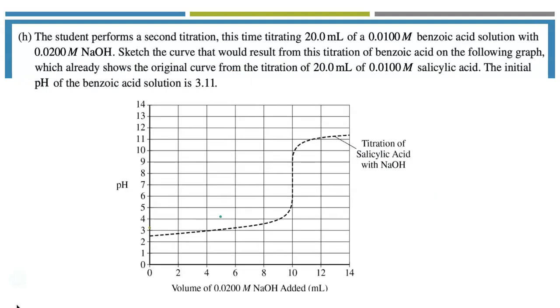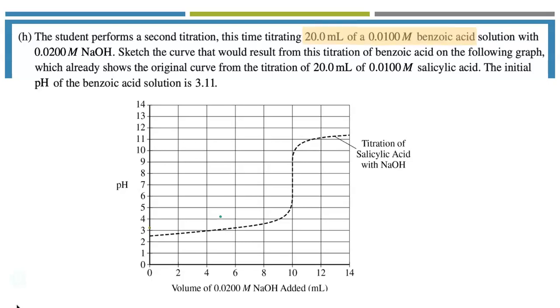The student performs a second titration, this time titrating a benzoic acid solution with the 0.02 molar NaOH. Sketch the curve that would result from this titration of benzoic acid on the graph, which already shows the original curve from the titration of 20.0 mL of 0.01 molar salicylic acid. And we're given one other piece of information. The initial pH of the benzoic acid solution is 3.11. So the dashed curve was the data from the previous titration that we were just talking about, and we need to draw in a new titration curve for benzoic acid.